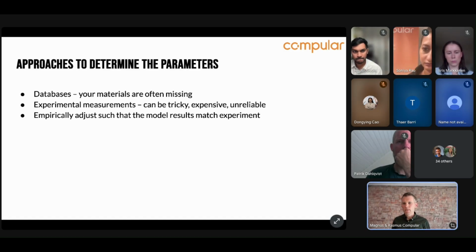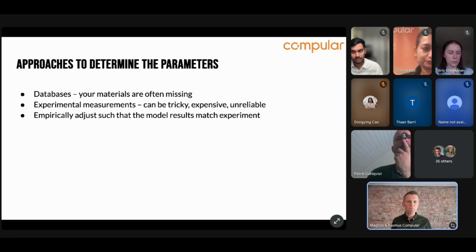So in the battery field, it's generally quite hard to find comprehensive databases with a lot of different materials and so on. And especially if you're working on a completely new battery chemistry, there will, of course, not be anything like that because no one has measured it. So what can you do then? Well, of course, you can measure them yourself. For some properties that will work perfectly well, but for others it will be very tricky.